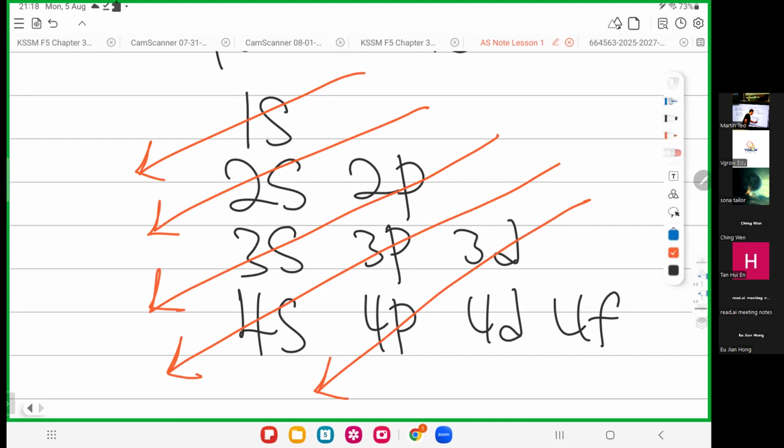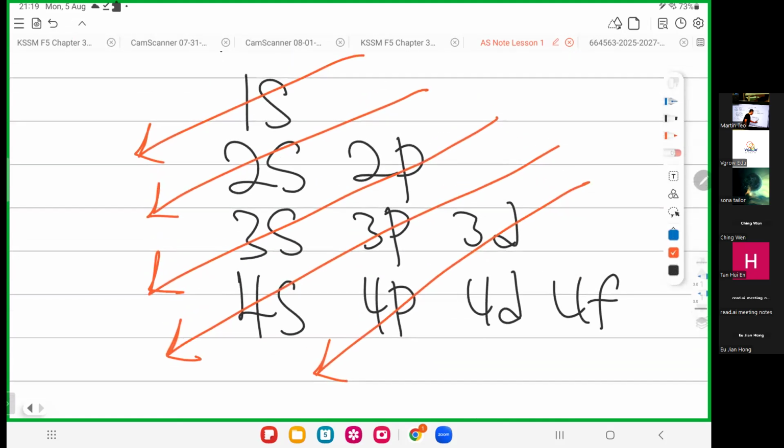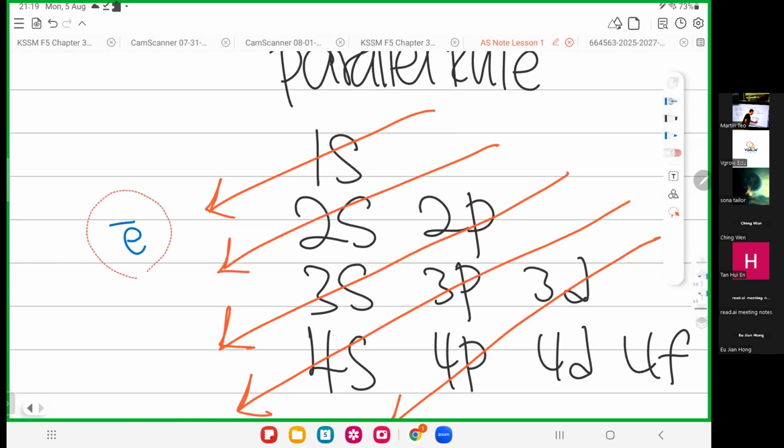So imagine, guys, you are now a hotel receptionist sitting at the front counter. When many tourists come to you, let's say 100 tourists, how do you know which tourist should go to which room? You follow this example. Let's say now an electron comes to you. The first electron, you put at 1s. You always put in 1s first. When the 1s is already full, only then do you go to 2s. When 2s is full, follow the arrow.